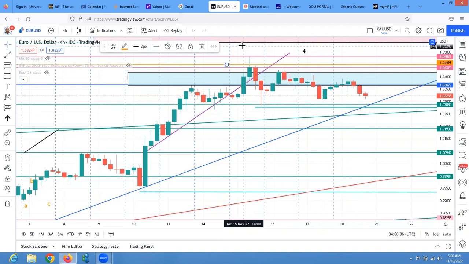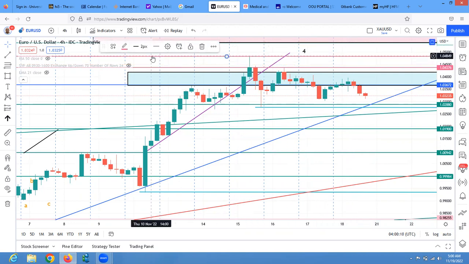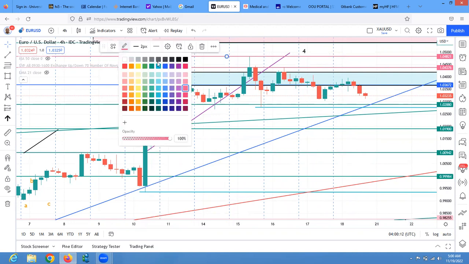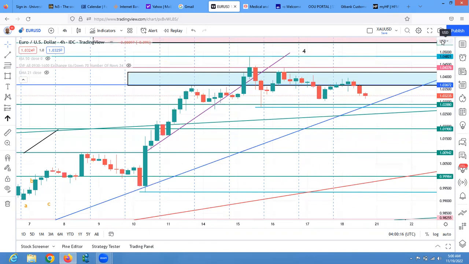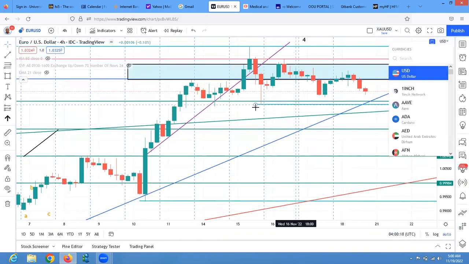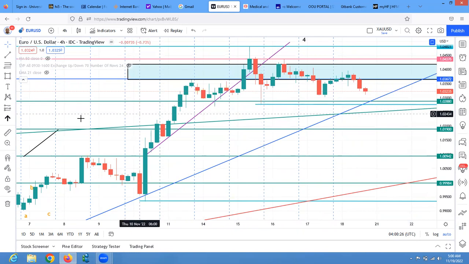Okay. So we don't need this. I'm just marking those levels for clarity. This is the most that the price had done, and this is the first correction, which on the 4-hour you can call A.